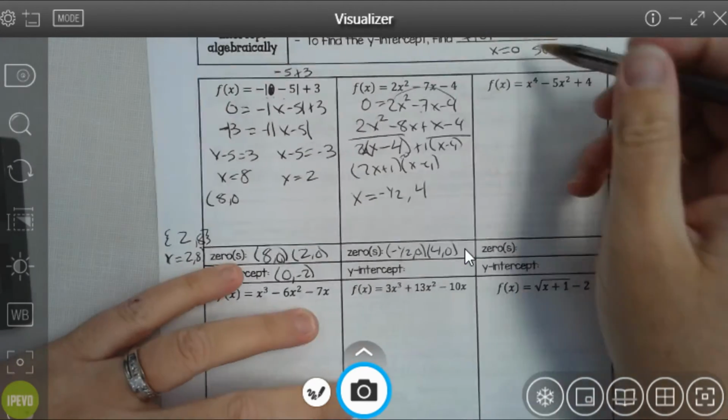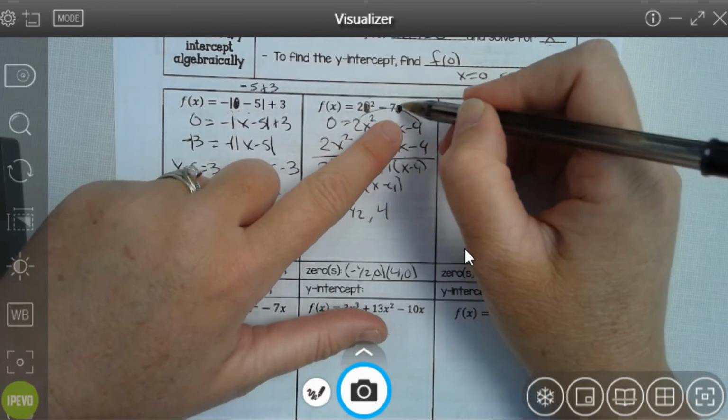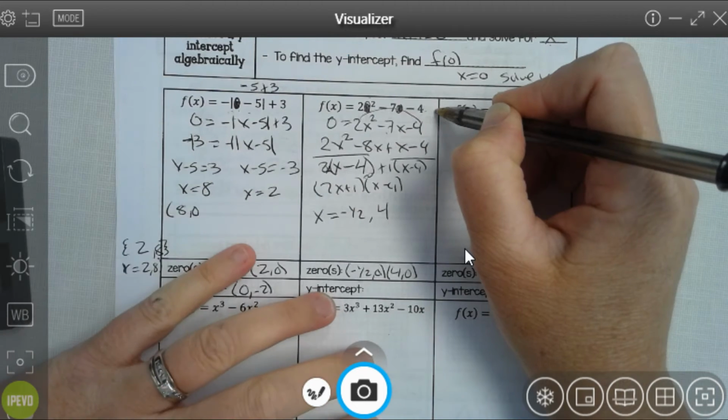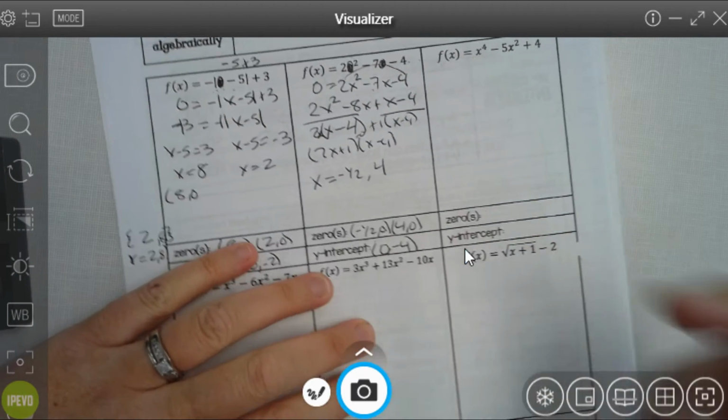Y is when I set all of these equal to 0. So I'm going to put a 0 here. I put a 0 here. So 0 minus 4 would give me negative 4. So then my y-intercept is 0, negative 4.